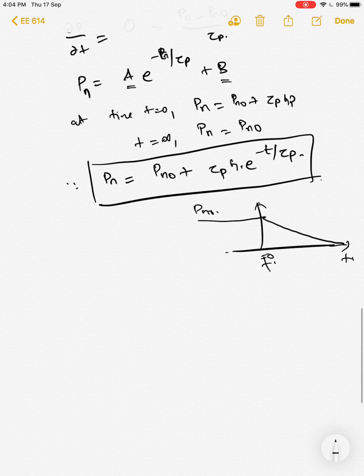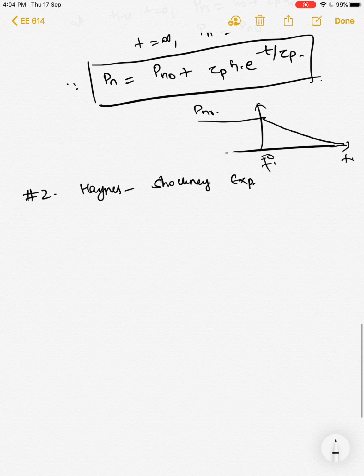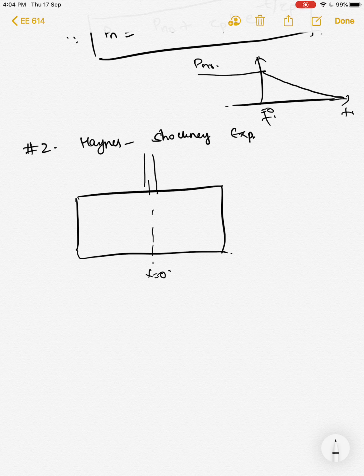Right? So now let us consider another interesting example which was treated by Shockley. It is called the Haynes-Shockley experiment. In this experiment, Shockley took a bar of semiconductor, and then at some position, let's say x is equal to 0, he was able to shine light in a very narrow fashion, right? In the sense that he was able to generate carriers in this very narrow region. Right? So the question was then, how does the carrier density change?